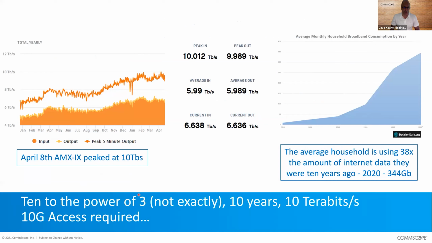Just a little bit of data to expand on the consumption. Now, the graphic on the left is not access related, it's aggregation. I took this from the 8th of April. I think we were meant to do this presentation a little while earlier. But the AMS Internet Exchange peaked at 10 terabytes. You say, well, why is that significant?